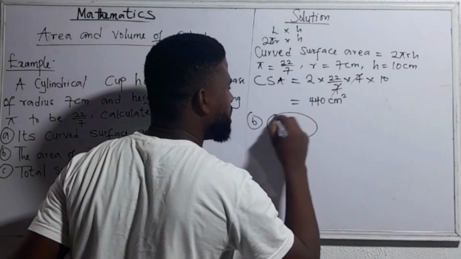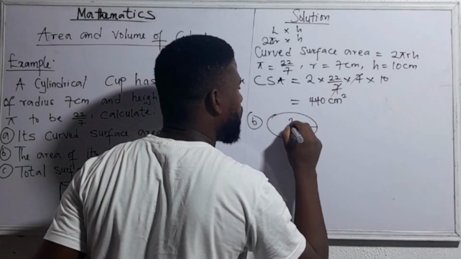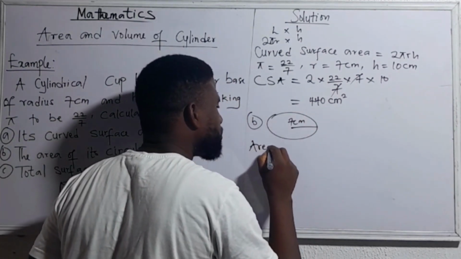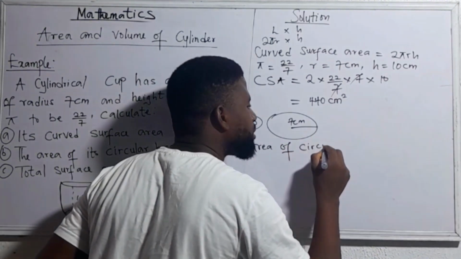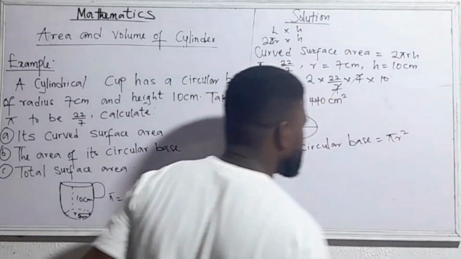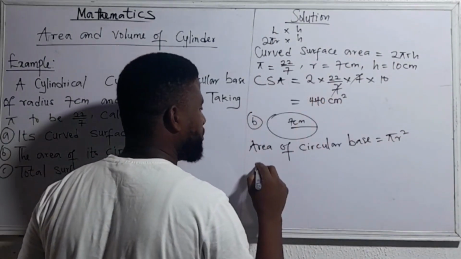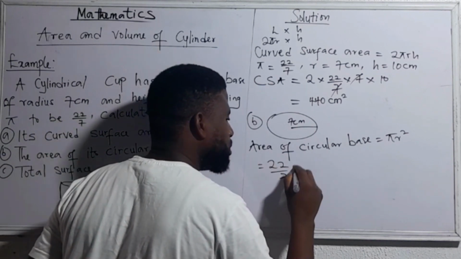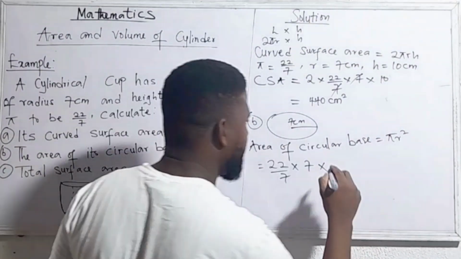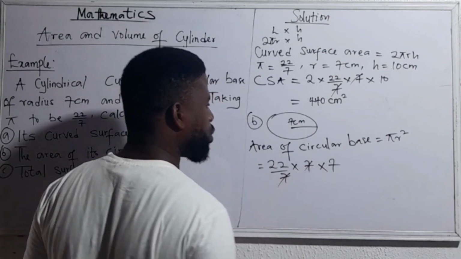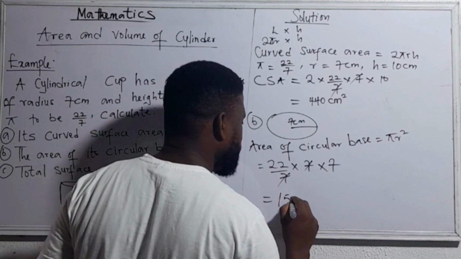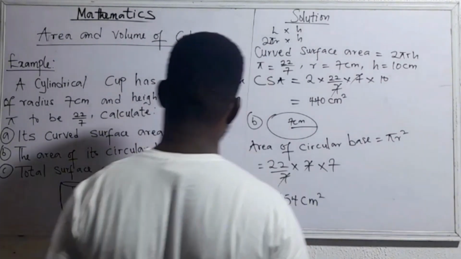For B, we have to look for the area of its circular base. The area of its circular base, we have radius to be what? 7 centimeter. Remember, the area of a circular base is equal to pi r square, where pi is what? 22/7. So that gives us 22/7 times 7, then times 7 square, which means 7 multiplied by itself twice. So we have another 7. So this 7 will rule out 7. So we have 22 times 7, which gives us 154 centimeter square.